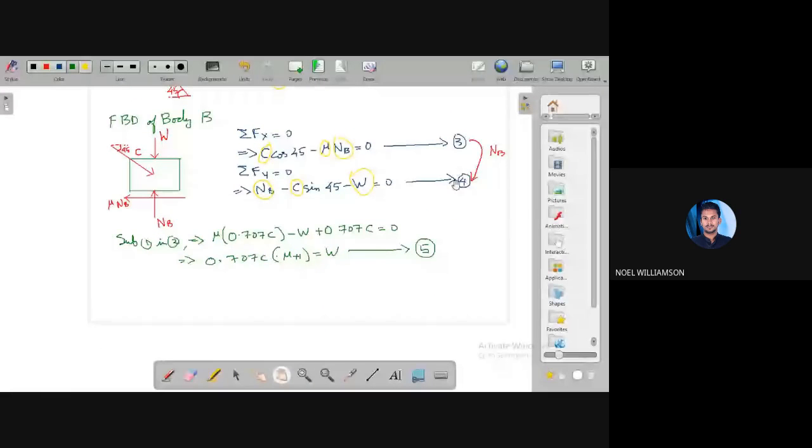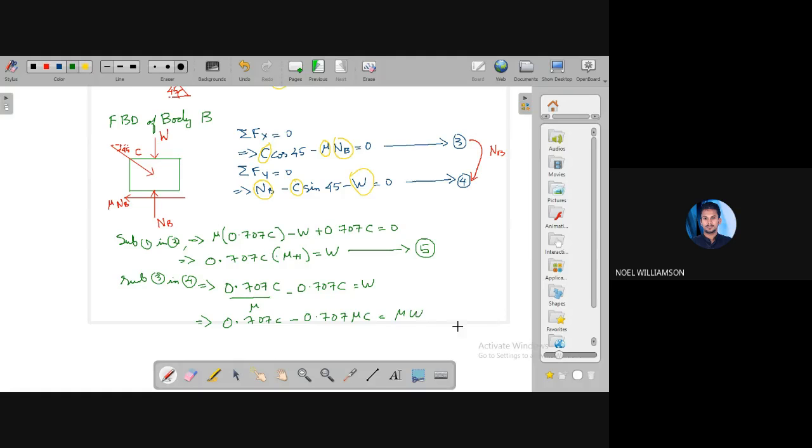And on substituting 3 in 4, you will get 0.707 C by mu minus 0.707 C equal to W, and you can multiply both sides by mu and you will get 0.707 C minus 0.707 into mu into C equal to mu into W. That is equation number 6.